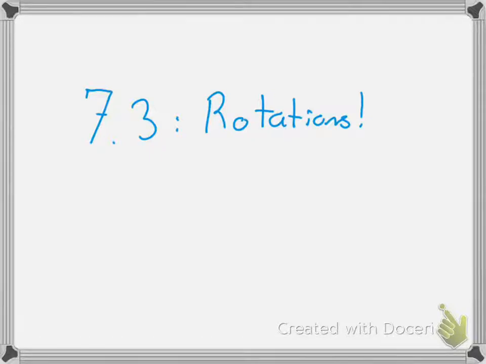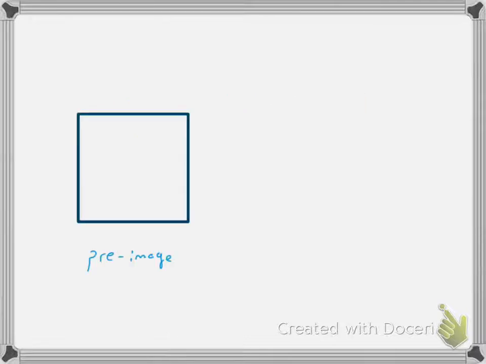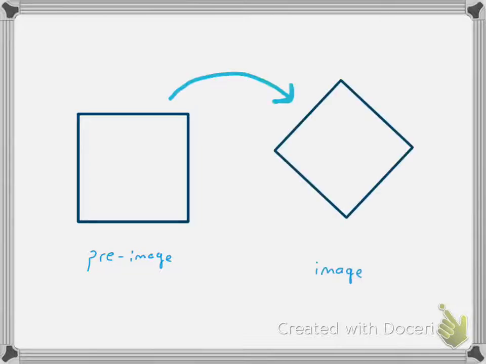In section 7.3, we're going to learn about rotations. This is the last rigid motion that we're going to learn in this unit. So here I have a square as my pre-image, and if I'm rotating it, I'm just going to turn it. As of right now, we've learned about translations, which is a glide or a shift, reflections, which is when I flip that image, and then finally rotations is when I turn it.